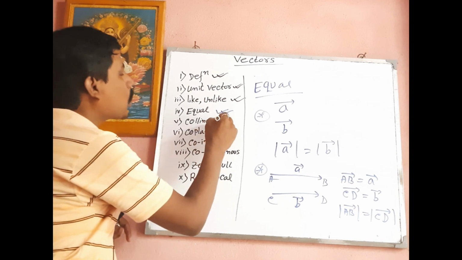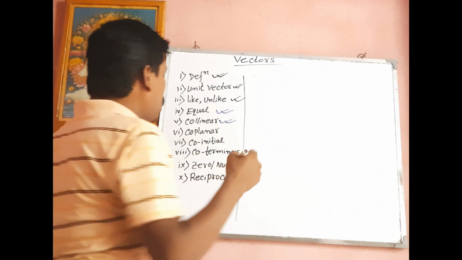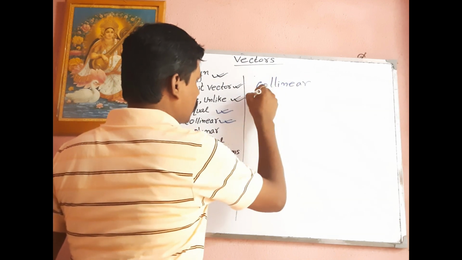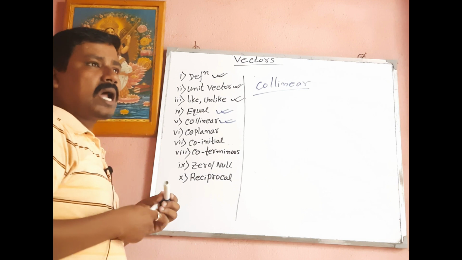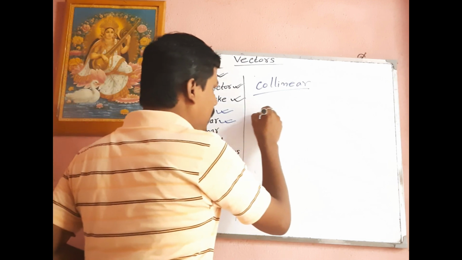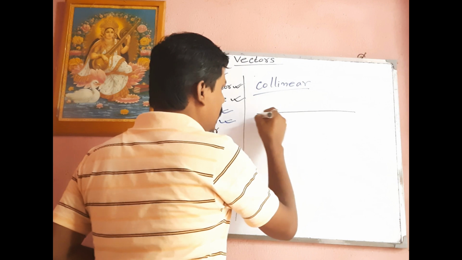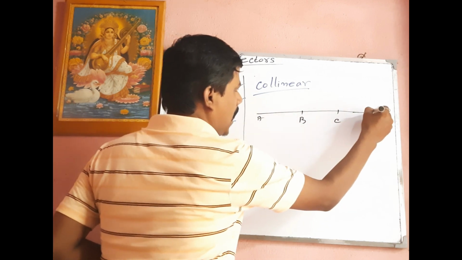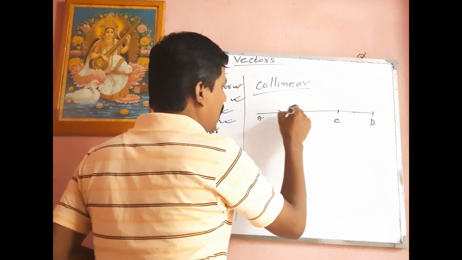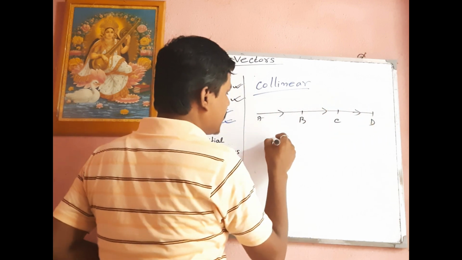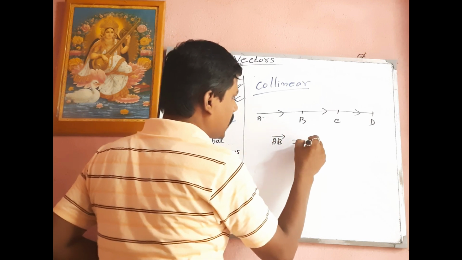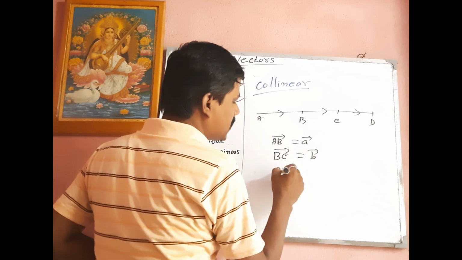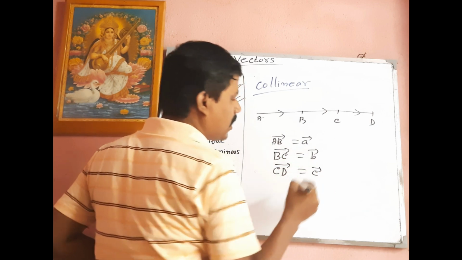Now we move to the collinear part. For the collinear, the vector are said to be collinear if the vector, this is the A point, B point, C point and D point is there, and this is the vector and represent A vector, AB vector is equal to A vector, BC vector is equal to B vector, CD vector is equal to C vector according to our choice.